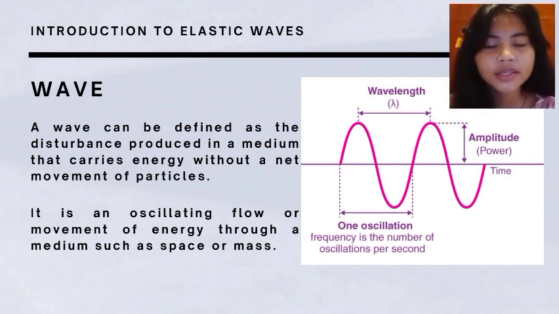As you can see on the illustration, these are the parts of a wave. If that quantity has a wavelength, an amplitude, and one oscillation, that basically means that it is a wave. We will further elaborate on these parts later on.